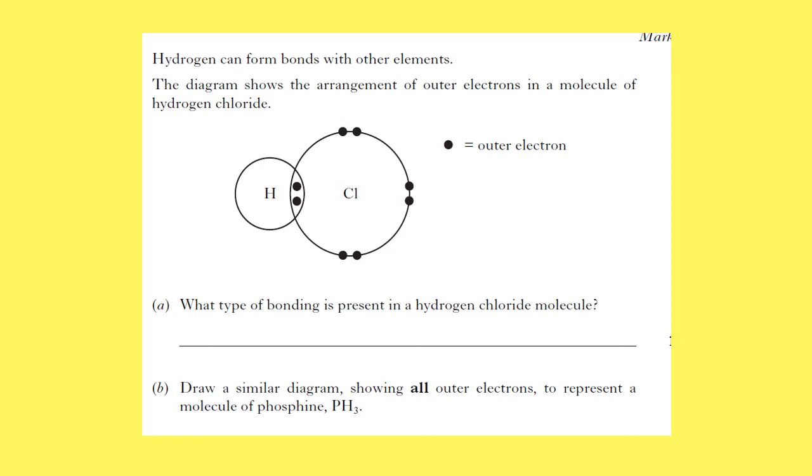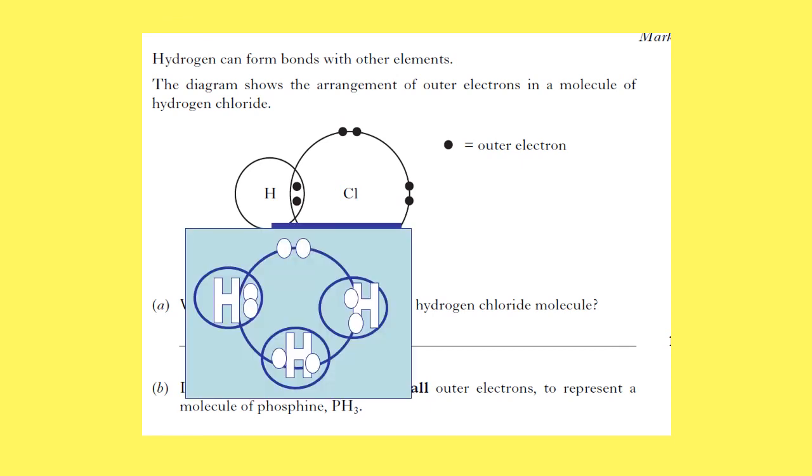So here is a diagram representing hydrogen chloride. It's asking for the name of that bonding. Well, hydrogen is a non-metal and chlorine is a non-metal, so that is covalent. And we're asked to draw a diagram to represent phosphine, and it's showing all of the outer electrons. So that is our diagram.